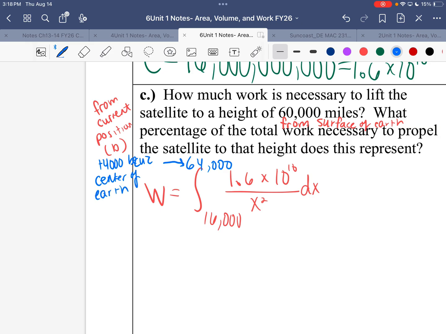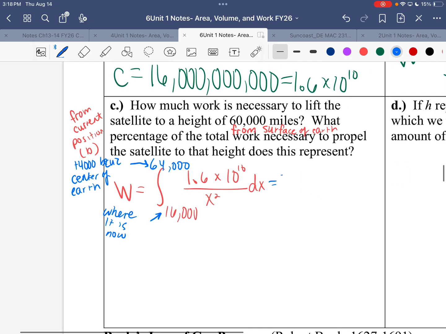So we're adding that 4,000 to the 60,000 because we have to figure out its distance from the center of the Earth. And this is where the satellite is now. All right, we get 750,000 miles, not too bad, because that's only a little bit of a distance change. And once we're that far away from the gravitational force of Earth, work gets a little bit easier.